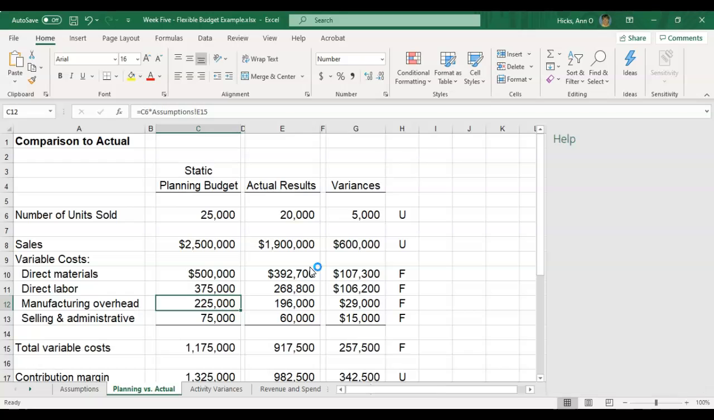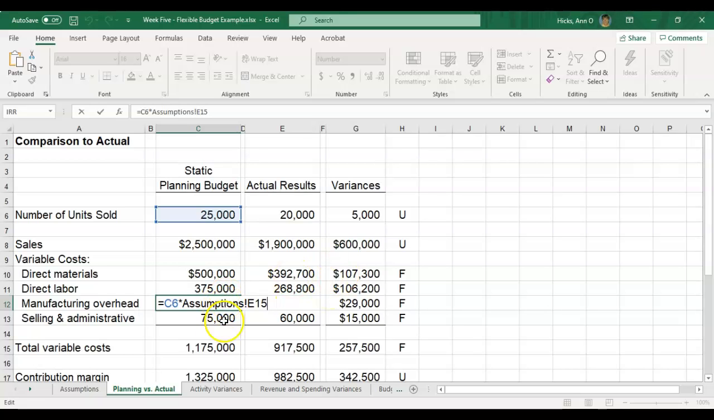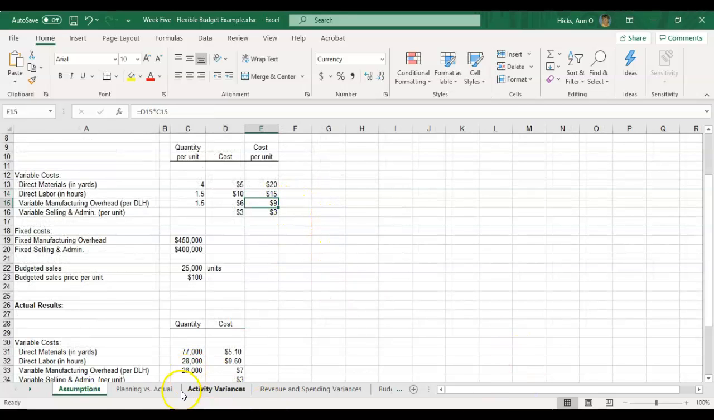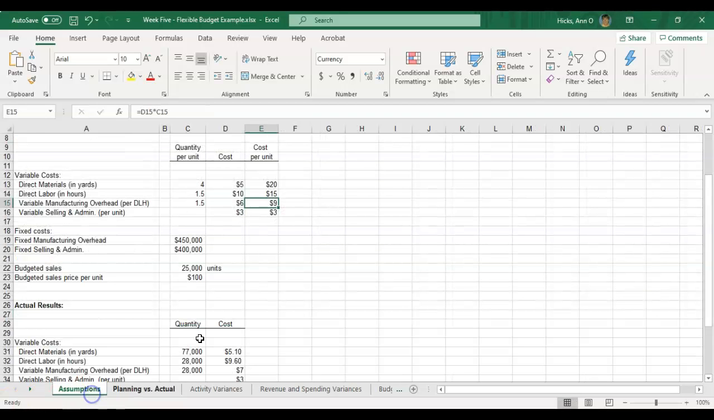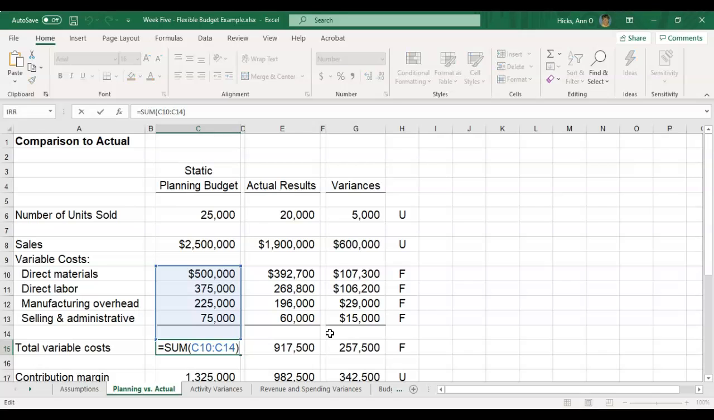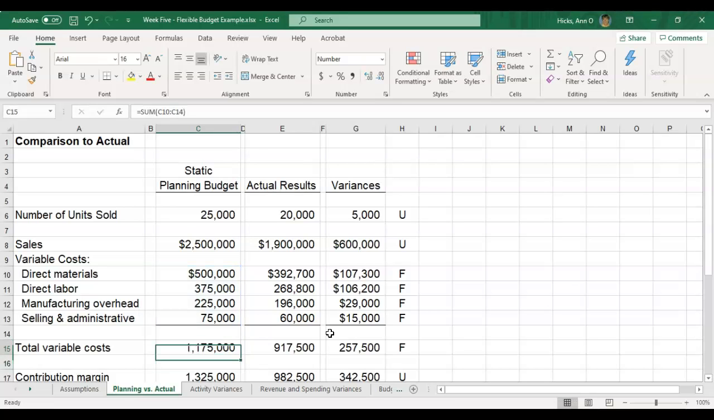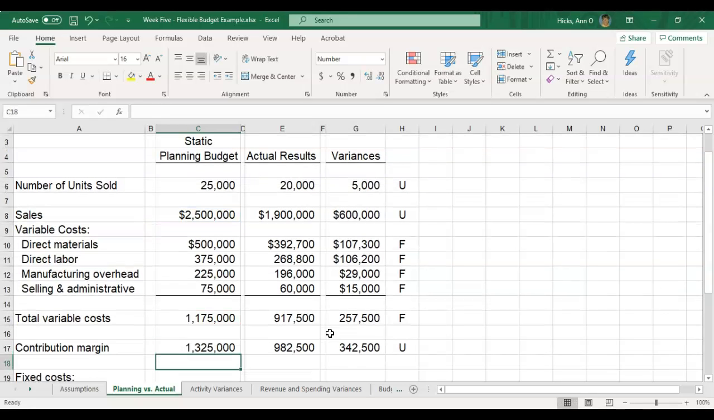Manufacturing overhead variable will be the 25,000 units that we budgeted to be sold times the $9 budgeted variable manufacturing overhead. And then selling and admin, the 25,000 units budgeted times the $3 per unit variable selling and admin. If we add those up, we get total budgeted variable costs of $1,175,000. Subtract that from our sales, and that gives us a contribution margin of $1,325,000.